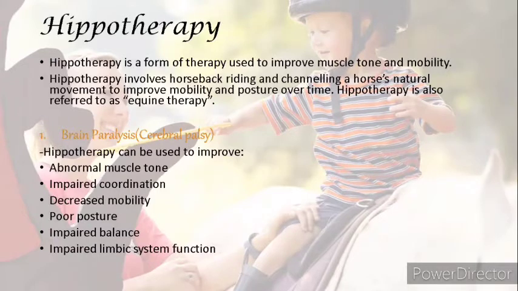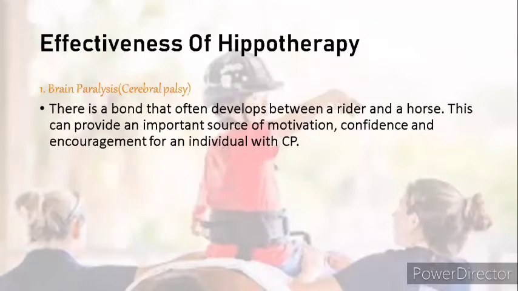It can be used to treat cerebral palsy, to improve abnormal muscle tone, impaired coordination, decreased mobility, poor posture, impaired balance, and impaired vestibular system function. The effectiveness of hypotherapy for cerebral palsy: there is a bond that often develops between a rider and a horse. This can provide an important source of motivation, confidence, and encouragement for an individual with cerebral palsy.